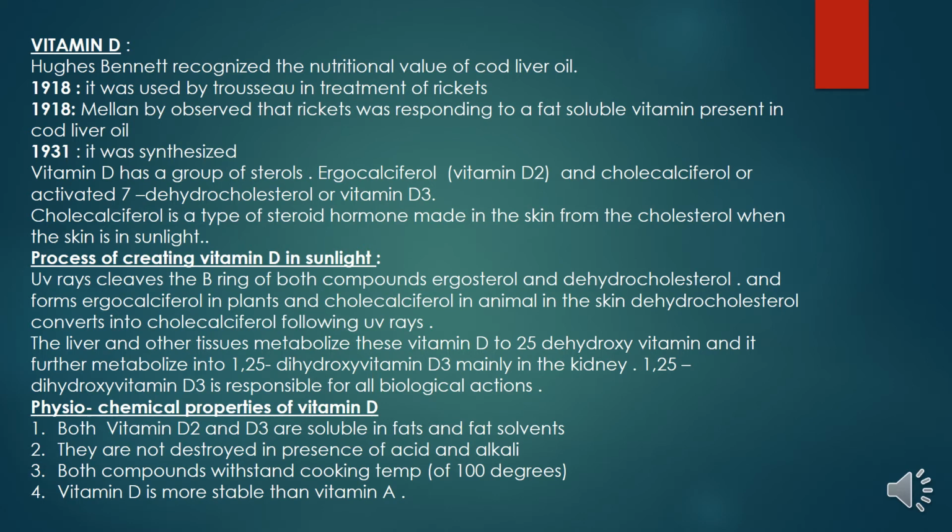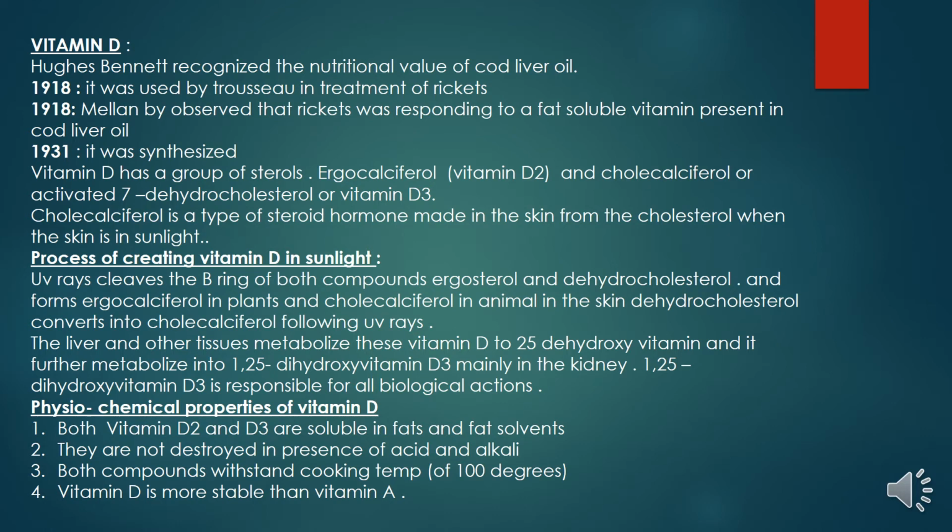Cholecalciferol is a type of steroid hormone made in the skin from cholesterol when the skin is in sunlight. Process of creating vitamin D in sunlight: UV rays cleave the beta ring of both the compounds, ergosterol and dehydrocholesterol, and form ergocalciferol in plants and cholecalciferol in animals in the skin. Dehydrocholesterol converts to cholecalciferol following UV rays.